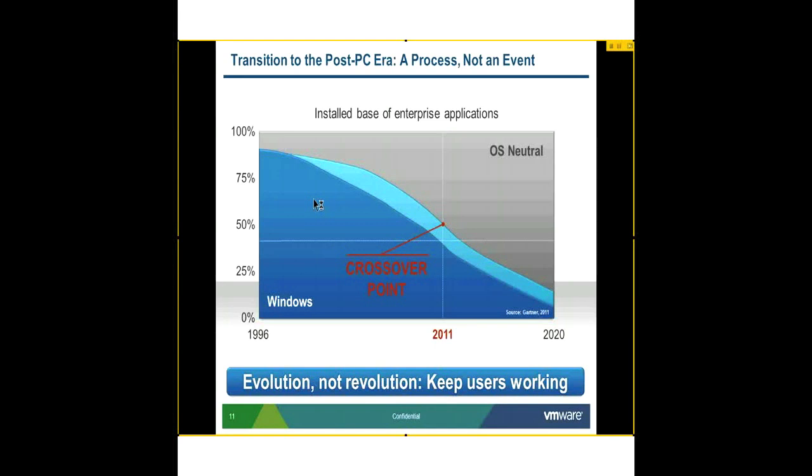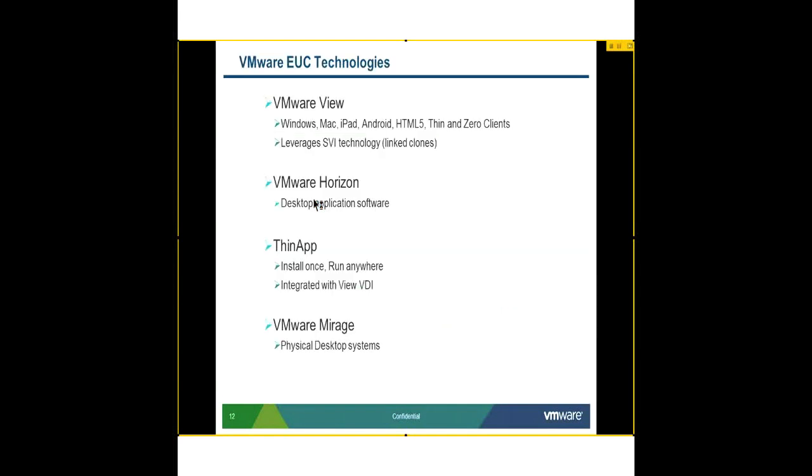Now, this is an evolution, not a revolution. You've got to keep things that you've had working as you transition toward the new paradigm, the OS neutral paradigm. Okay? Well, VMware end-user computing technologies let you do that. Things like VMware View and Horizon and ThinApp and Mirage allow you to do that. We're going to look at particularly View and Horizon right now, and if we get bored or whatever, we might come back and look at some of the other ones like ThinApp and so forth. Okay.